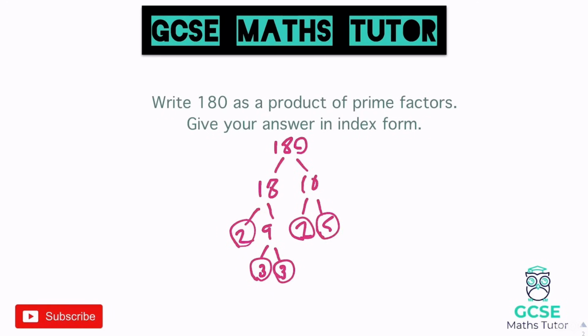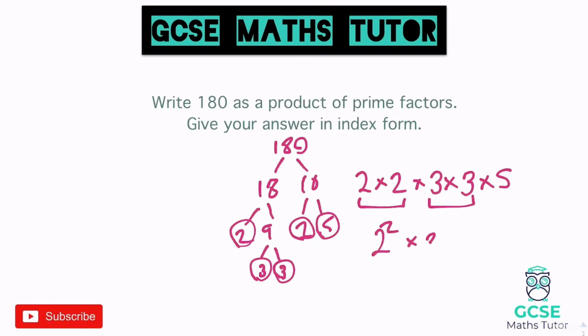Now, writing these in size order, we get 2 times 2 times 3 times 3 times 5, and then we can simplify these. So 2 times 2 becomes 2 squared, 3 times 3 becomes times 3 squared, and then times 5 at the end, and that's in index form there using indices.